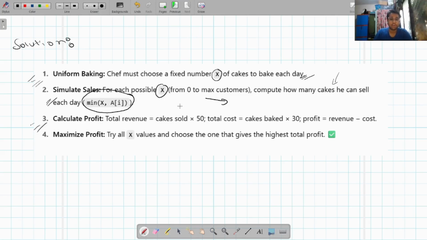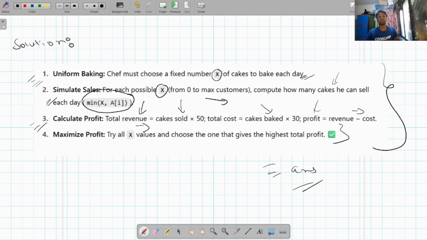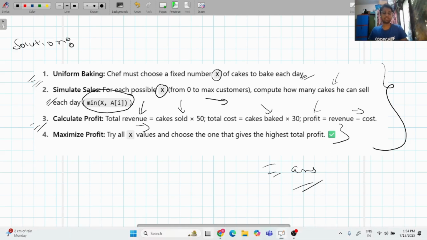The profit would be what? First, we will get the total revenue. The total revenue would be cakes sold times 50, and the total cost would be cakes baked times 30, and the profit would be revenue minus cost. So for each x, we will try to get the highest total profit, and that would be our answer. So guys, I think the solution is pretty simple and easy to understand. Now let's move toward the simple C++ code.